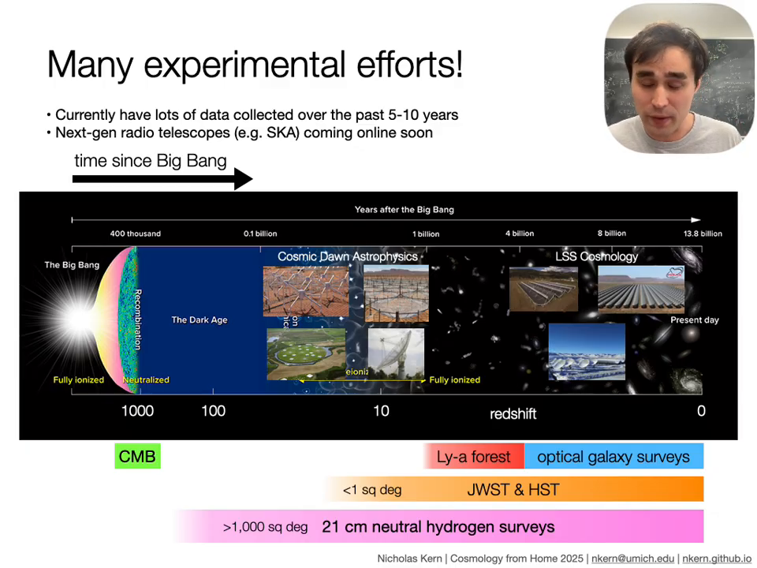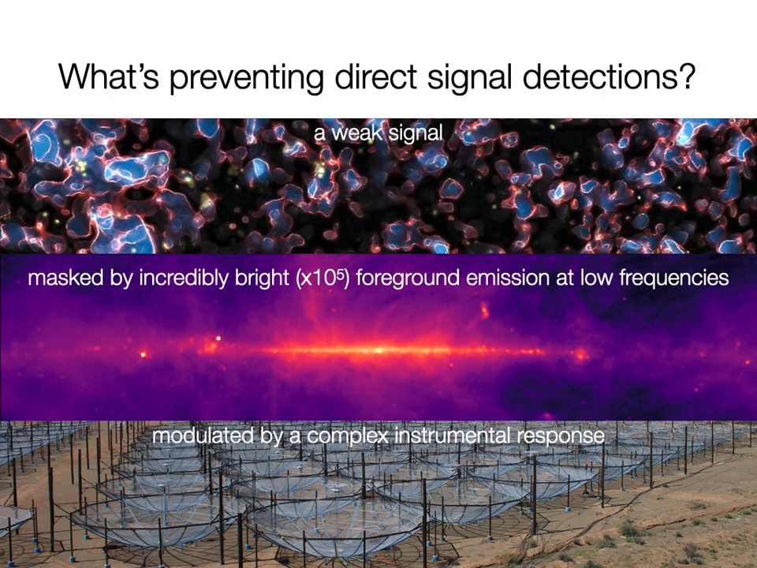And the question you may have is, okay, what have we learned so far from 21 centimeter? And the answer is we have learned some things, but we haven't done the majority of the science that we'd like to do yet. And that's in part because we're still hindered by foregrounds and systematics. So what's preventing direct signal detections?